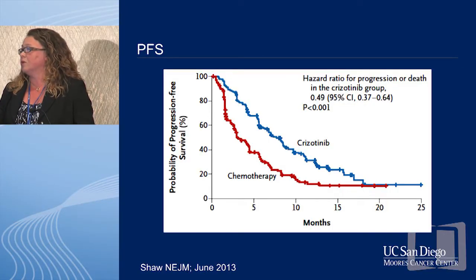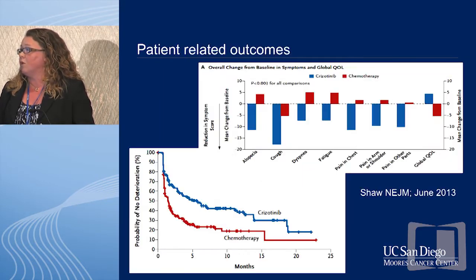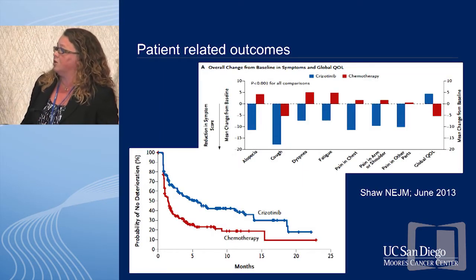This is a Kaplan-Meier curve of progression-free survival, second-line chemotherapy compared to crizotinib. And these are your quality of life indicators. You can see that the global quality of life improved if you were randomized to crizotinib, but decreased if you were randomized to chemotherapy. Overall, the symptoms improved if you were randomized to crizotinib.